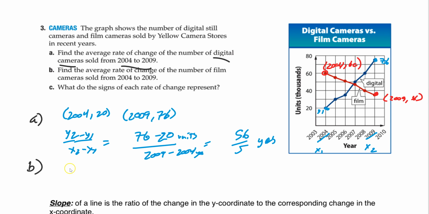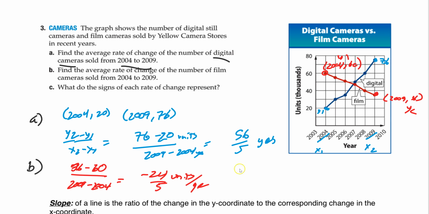So y2 minus y1... We're going to get, so here's my y2, here's my y1, x1. We're going to get 36 minus 60, it looks terrible, over 2009 minus 2004. I get negative 24/5 units per year. I forgot the units per year.